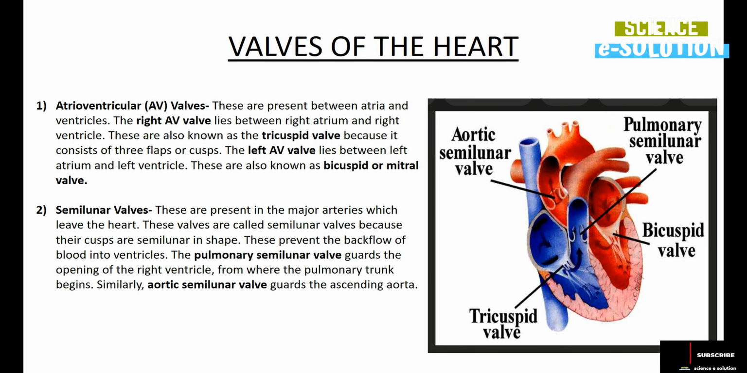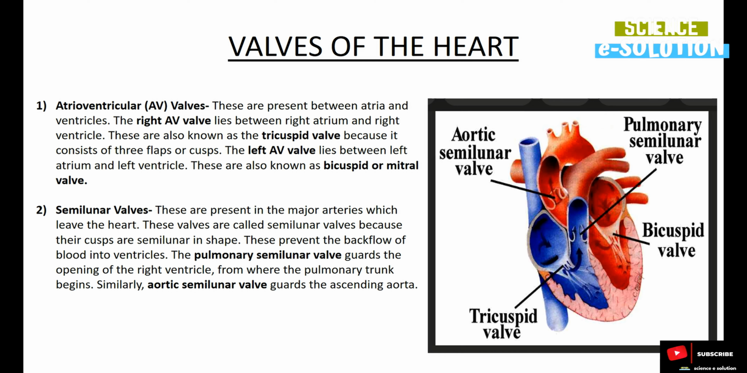Now let's come to the last but not the least point, that is the valves of the heart. There are four valves in the heart, and we can categorize them into two major categories. One is the atrioventricular or AV valves, that means the valves which lie between the atria and the ventricles. There are two AV valves.